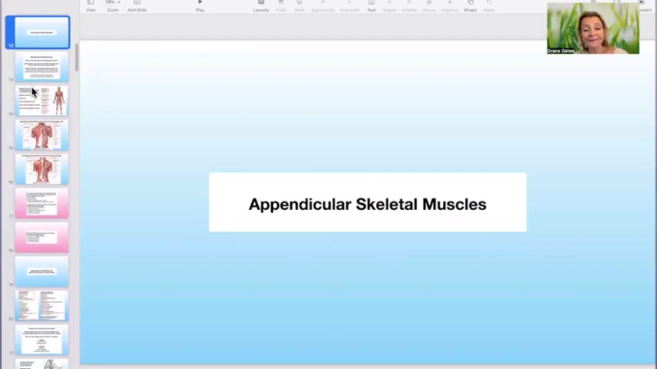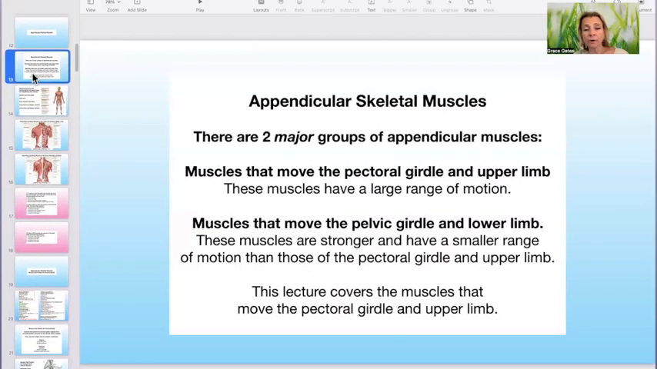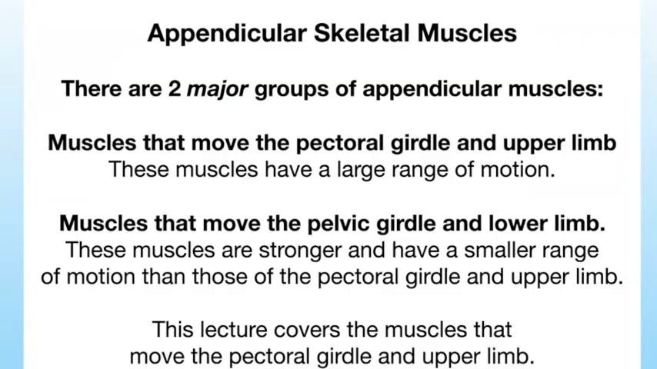So, appendicular skeletal muscles. There are 2 major groups of appendicular muscles. One, muscles that move the pectoral girdle and upper limb. These muscles have a large range of motion. And 2, muscles that move the pelvic girdle and lower limbs. These muscles are stronger and have a smaller range of motion than those of the pectoral girdle and upper limb. This lecture covers the muscles that move the pectoral girdle and upper limb.